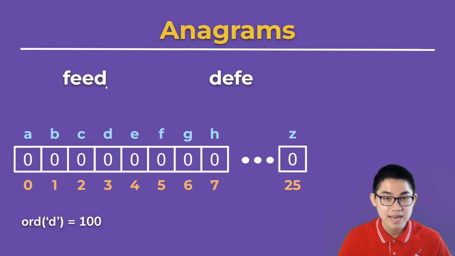How about the letter D? The Unicode of that is 100. We minus the Unicode of A, and it's always going to be A, which is 97, and then we get 3. So the location of D is at index 3. If we're going through the first word, we will increment the 0 to a 1.